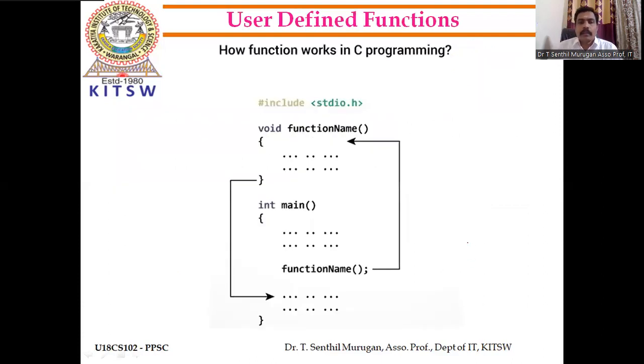How does a function work? This is the structure of a function. How does a function work in C programming? Initially, how do we write the function? Writing a function starts with the return type and the function name.